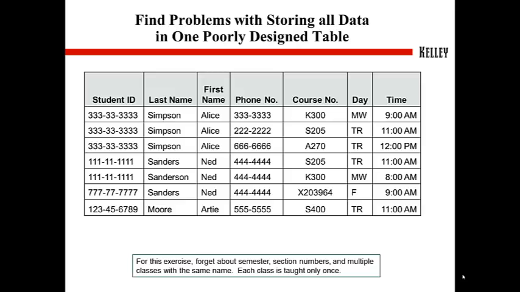Here's an example of a poorly designed database table. It lists several students and the courses that they're registered in. And by the way, there's a little footnote down at the bottom. Forget about semesters and section numbers and things like that. So we've got people who are registered for classes.